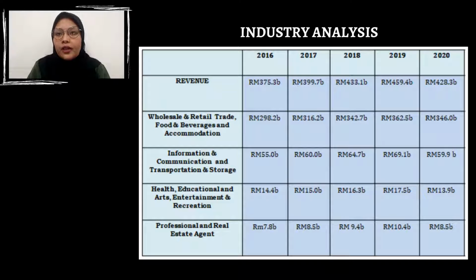From information and communication and transportation and storage is 59.9 billion ringgit. From health, educational and art, entertainment and recreation is 13.9 billion ringgit. From professional and real estate agent is 8.5 billion ringgit. This shows that the major contribution to the revenue of the service sector is from wholesale and retail trade, food and beverage and accommodation.